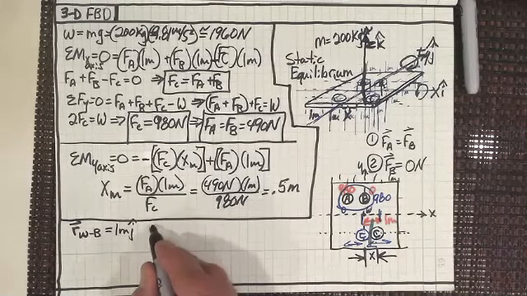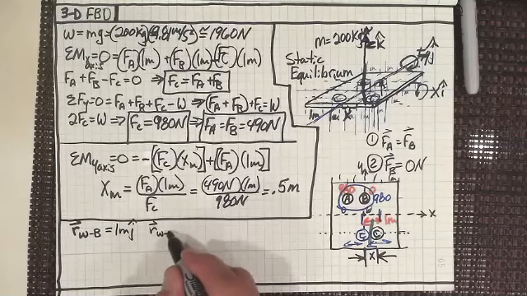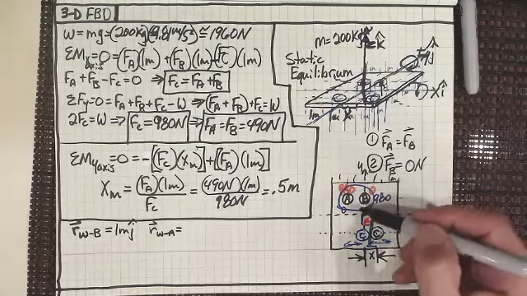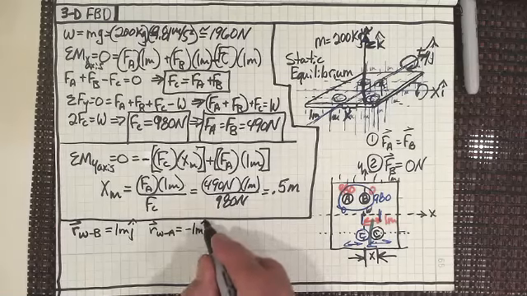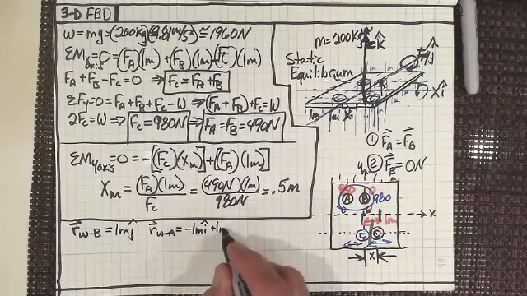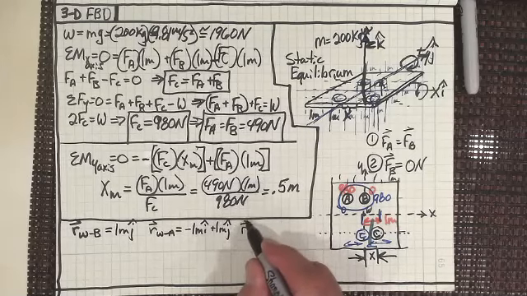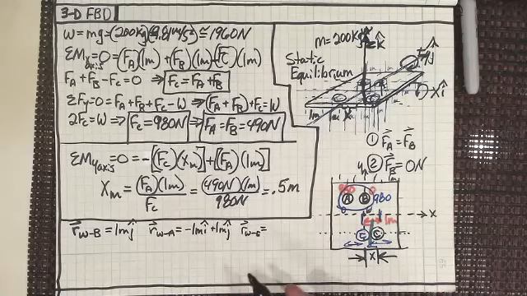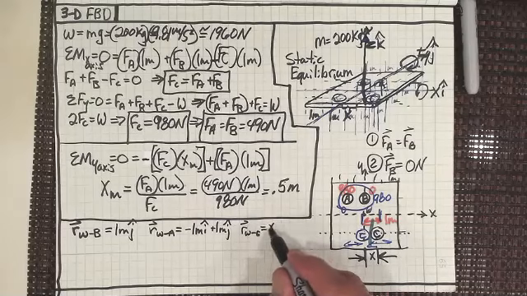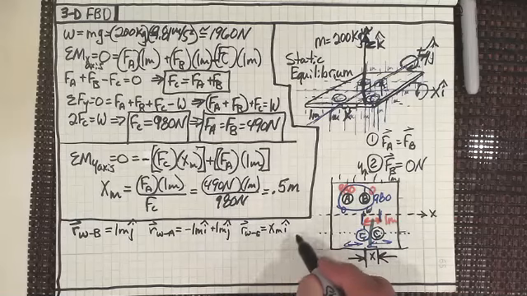The distance vector from W, I'm going to use these distance vectors to A, right? And A is over here, is going to be minus 1 meter I hat plus 1 meter J hat, right? And then if I wanted the distance vector from W to C, that place that I've got down on the bottom, that would be X meters I hat, right?